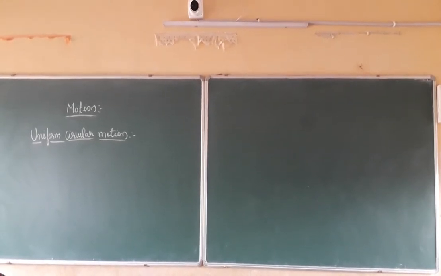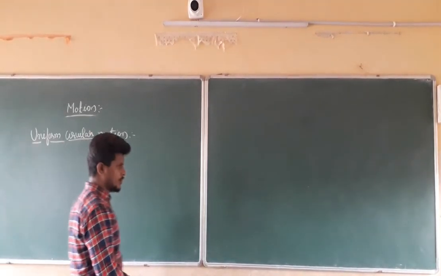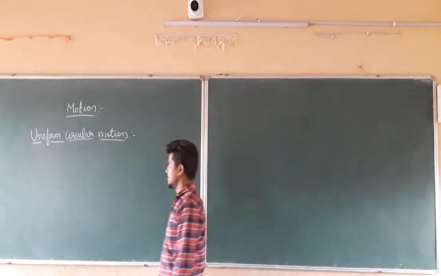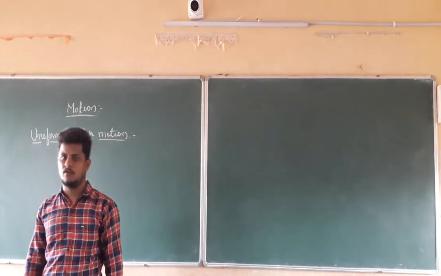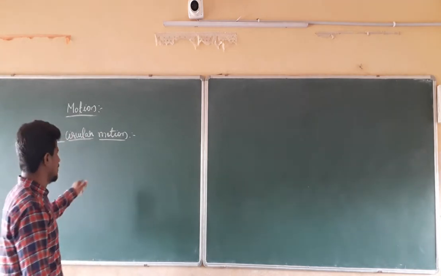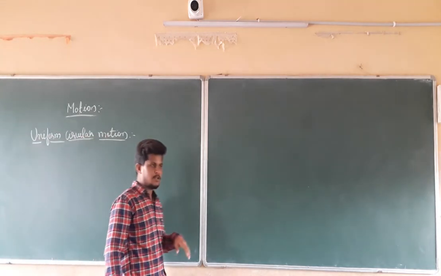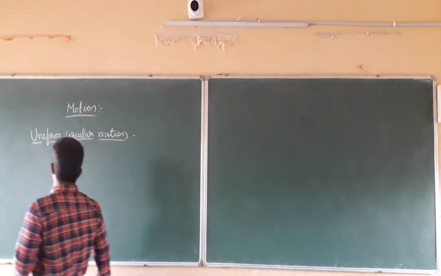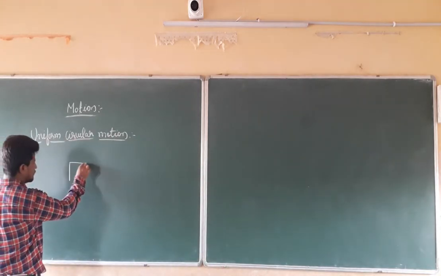Now we are going to discuss uniform circular motion. What does that mean? Why in circular motion will the motion be uniform? We are going to check those things now in this concept. So I am going to take an example of a rectangular ground.